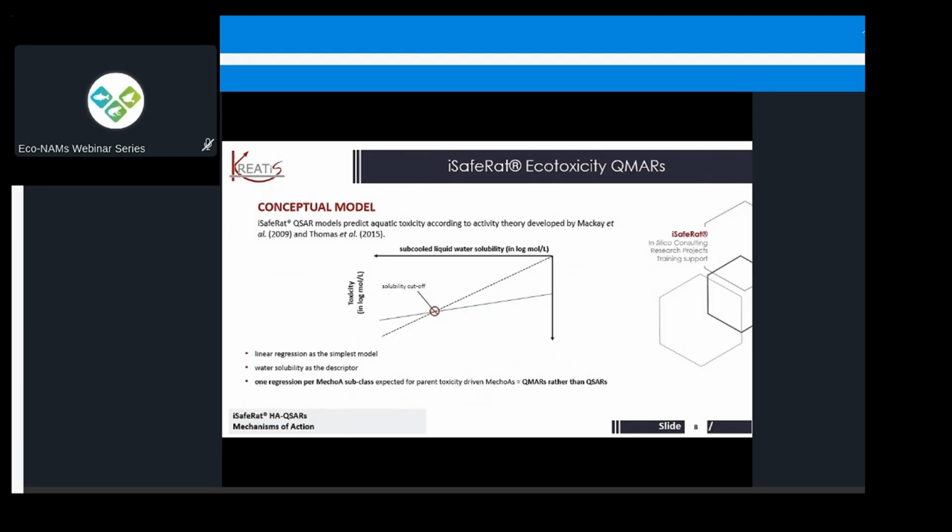And on this graph, you'll note there's also a dotted line diagonally. That dotted line is the solubility of the individual substances, and the solid line is the regression. So when that regression cuts through the dotted line, then that's the solubility cutoff limit, which means that anything beyond that limit to the left upper side of the graph is not soluble at the limit, is not toxic at the limit of solubility. So as we have one regression per MECOA subclass, or we're trying to produce that for all the MECOA subclasses, but there are a lot of them.